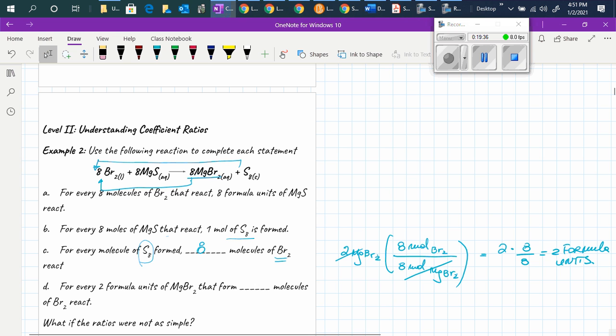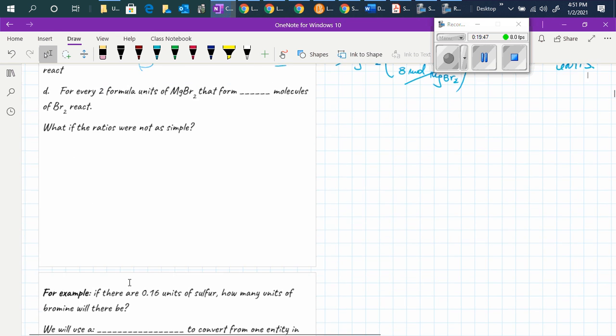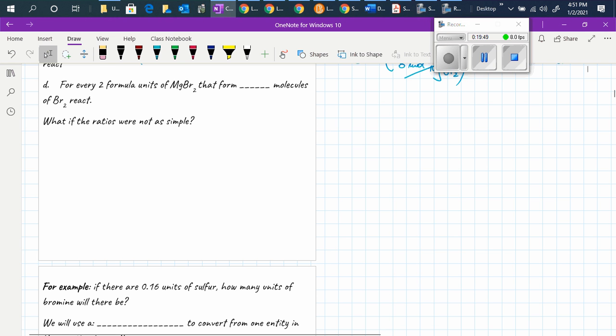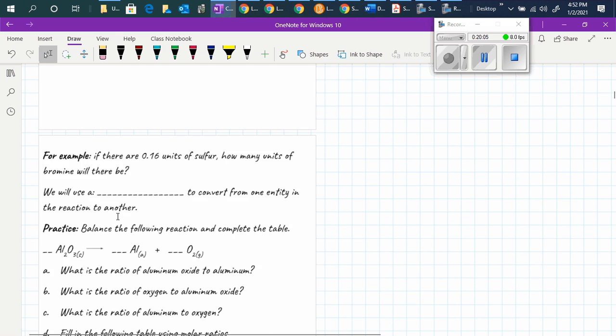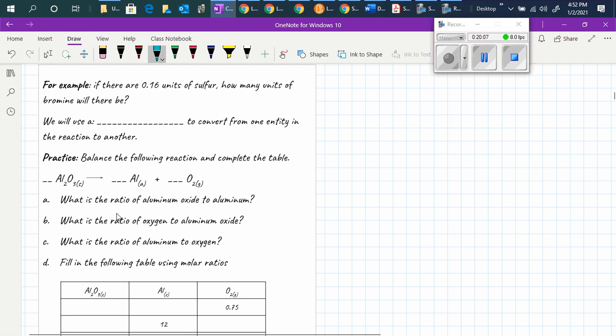But the question would be, what if it is not that simple? What if we don't have nice numbers like 8 and 2 and 4 that round up perfectly? In this case, let's say that we have 0.16 units of sulfur. How many units of bromine will be needed? Now we will use the molar ratio, like I did before.